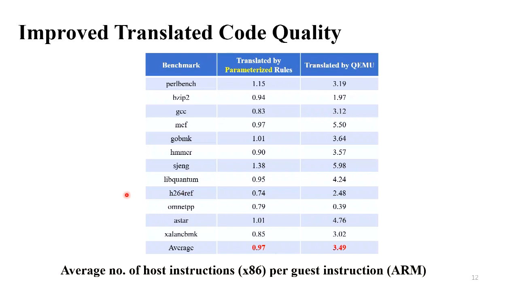As ARM is a RISC architecture whereas x86 is a CISC architecture, we expect to have fewer x86 host instructions than ARM guest instructions. Our measurements show that, on average, each guest ARM instruction is translated by only 0.97 x86 instructions with our parameterized rules, as opposed to 3.49 instructions in QEMU, because it has to go through the IR.